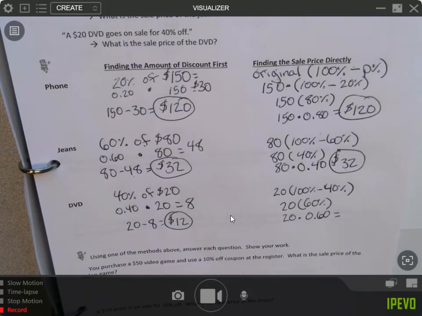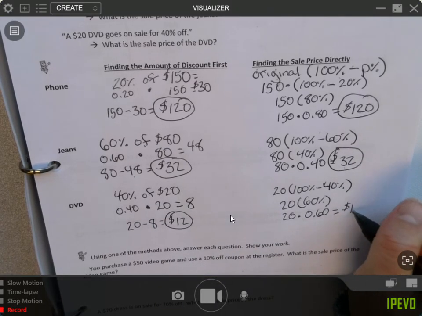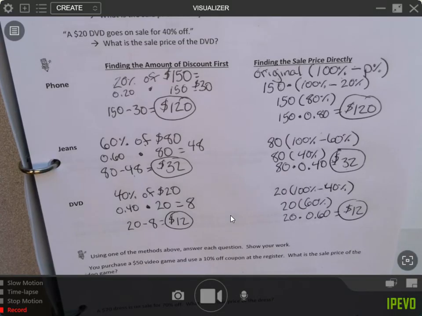Do it on your calculators. What is 20 times 0.60? Charlie? Did you do it? I'm asking for everybody to do the math. Natalie? 12. So we get that same $12. If one of the ways makes total sense to you and one of them you're still not quite sure on, it's okay. Use the one that makes sense.